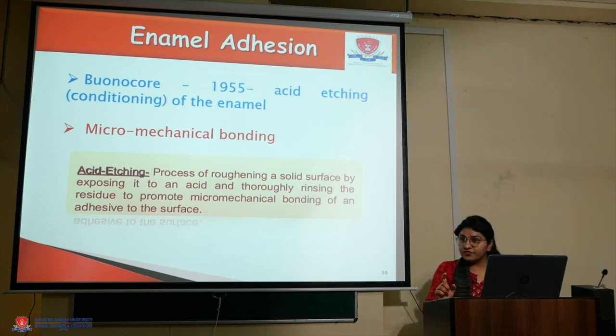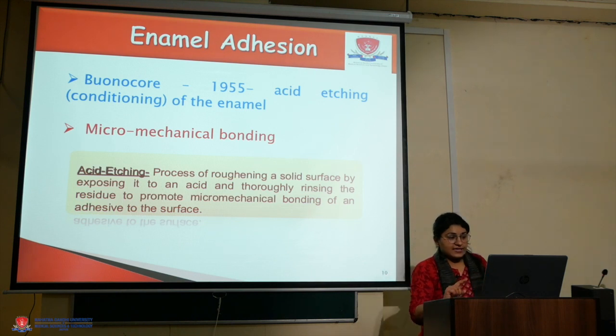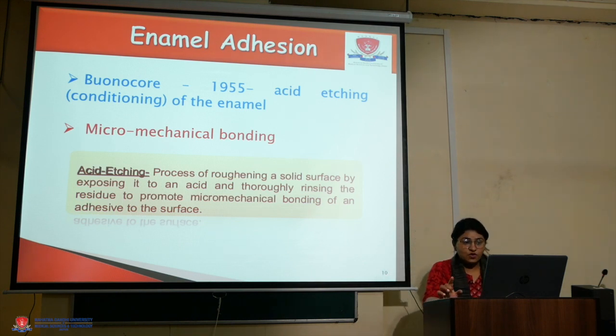This concept was first introduced in 1955 by Buonocore. So what is this acid etching? It is the process of roughening a solid surface, which is your enamel here, by exposing it to an acid and thoroughly rinsing the residue to promote micromechanical bonding of an adhesive to the surface. The kind of bonding we are achieving here is micromechanical, because the roughening has been induced. That leads to very good bonding between the enamel and the adhesive agent.